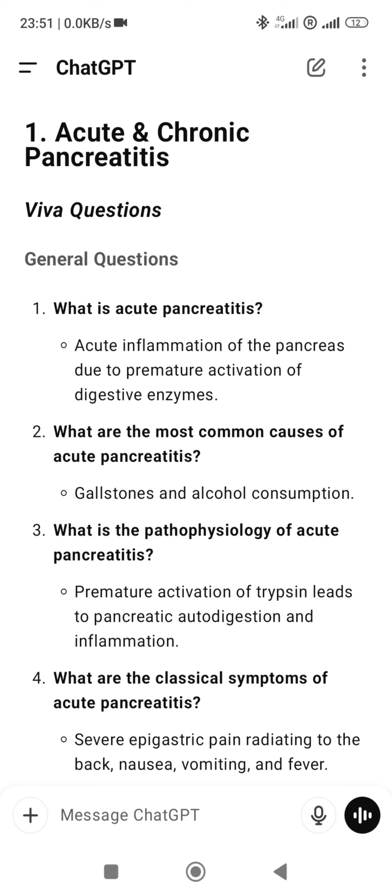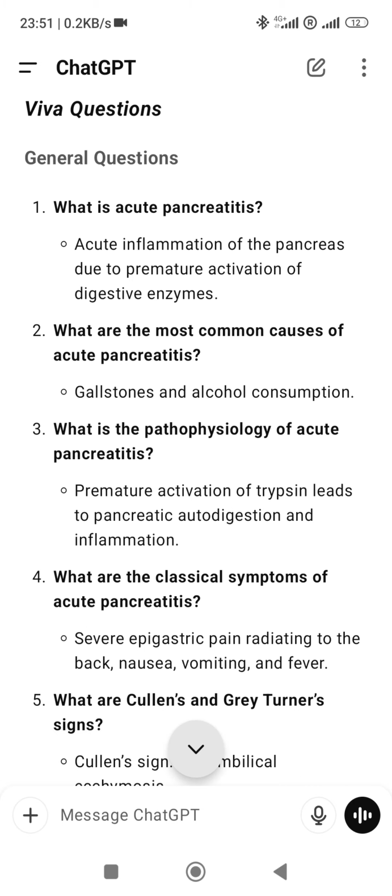What are the most common causes of acute pancreatitis? Gallstone and alcohol consumption.